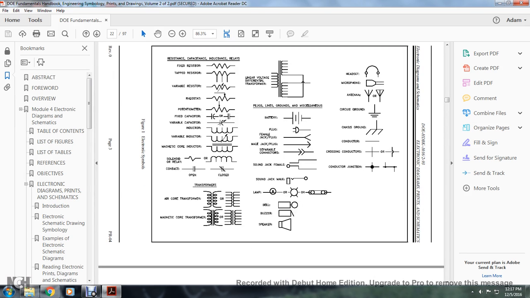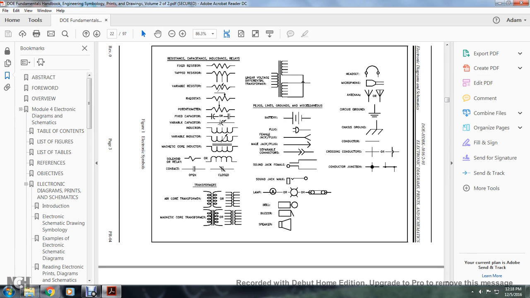All right, Figure 1 shows the resistance, capacitance, and related symbols. A jagged line equals a resistor. A tapped resistor is a jagged line with lines drawn downward from the trough. A variable resistor is a resistor with an arrow at a diagonal through it. A rheostat is a resistor with an arrow touching on the last cap. A potentiometer is an arrow on the middle cap.